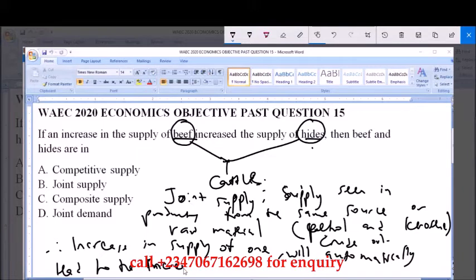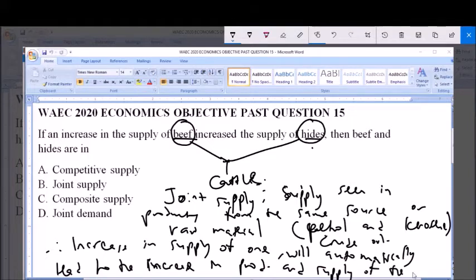Increase in production and supply of the other. So as we have rightly established here, option B, joint supply, is the correct answer to this question.